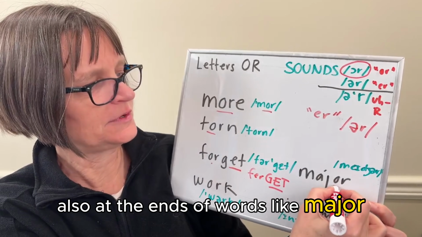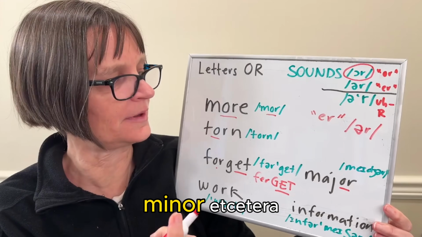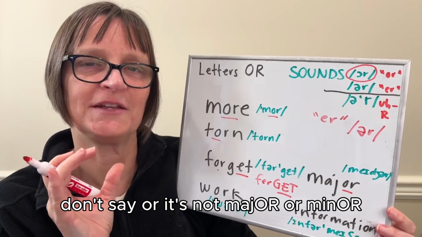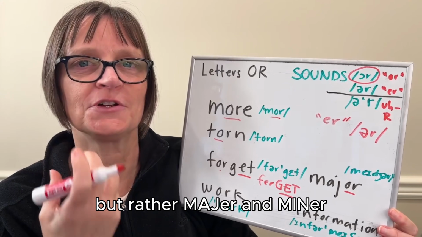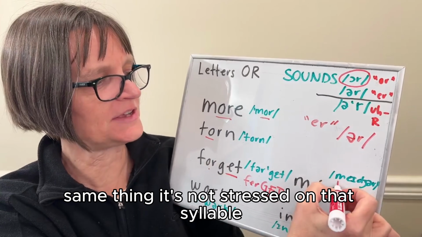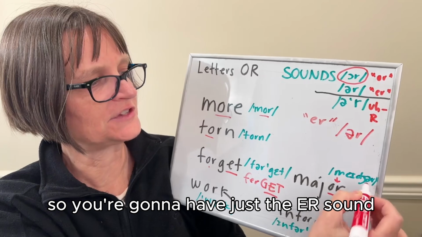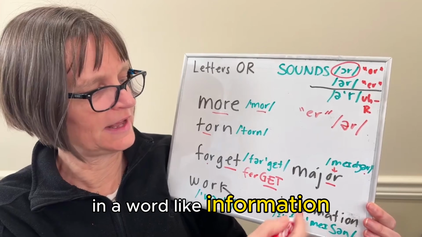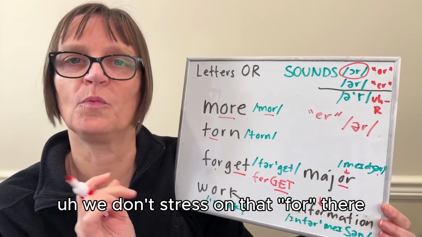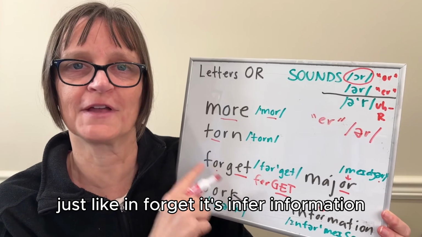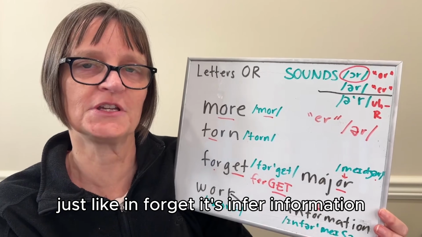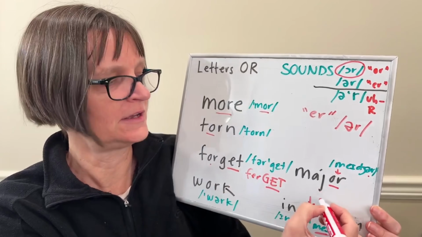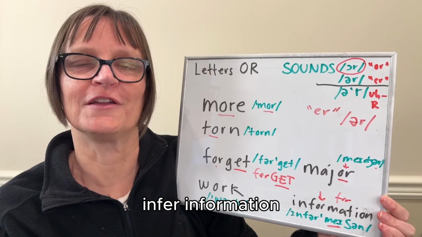Also at the ends of words like major, minor, etc., those letters OR don't say or. It's not major or minor, but rather major and minor. Same thing. It's not stressed on that syllable, so you're going to have just the er sound rather than the or sound. Also in the middle, in a word like information, we don't stress on that for there, just like in forget. It's information. The stress falls on the may syllable, and you can think of this as would be better off spelling it with FER, information.